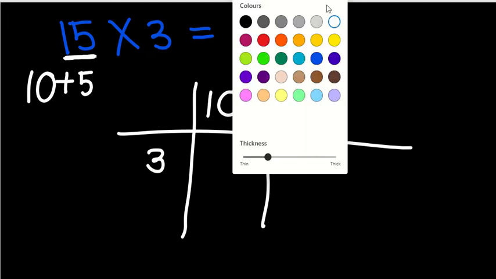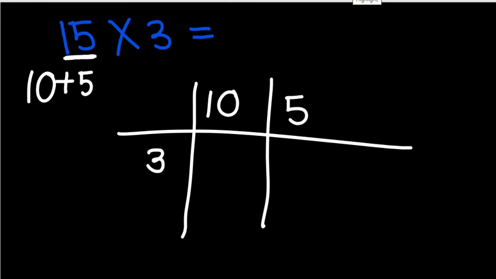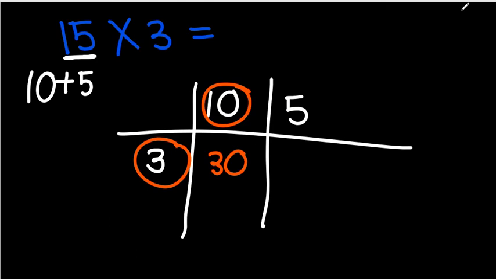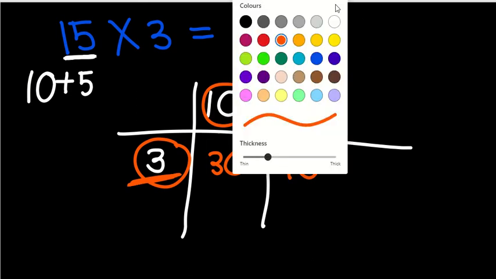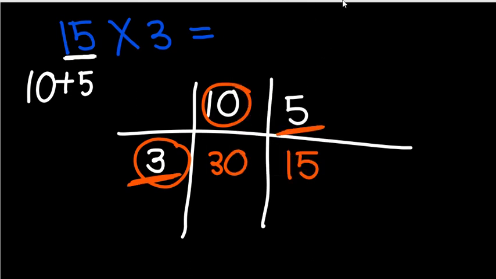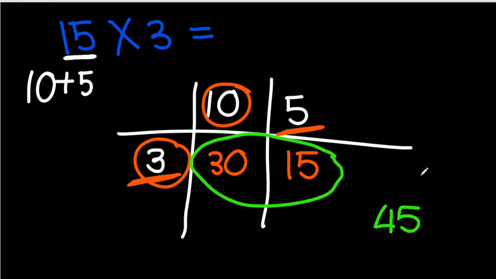And then all you do with the grid method is multiply the separate parts. It's just to make the multiplication a bit easier. Instead of going 15 times 3, now we can say 3 times 10 gives us 30. And then the next one, 3 times 5 gives us 15. All we have to do from there is get the total of those two, and that will give us the total of the multiplication. So if we go 30 add 15, we get 45. And that is our final answer, 45.